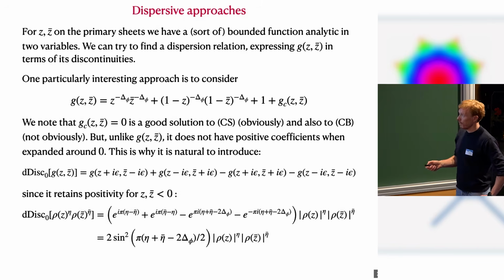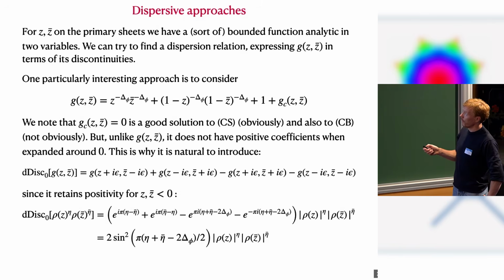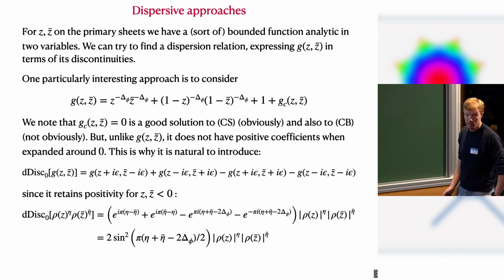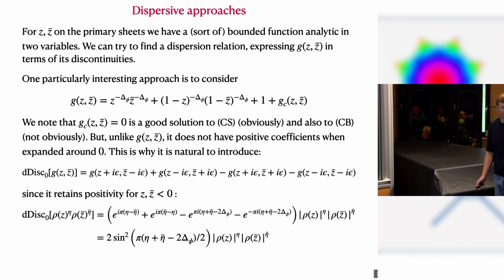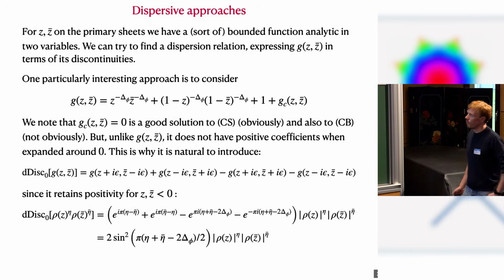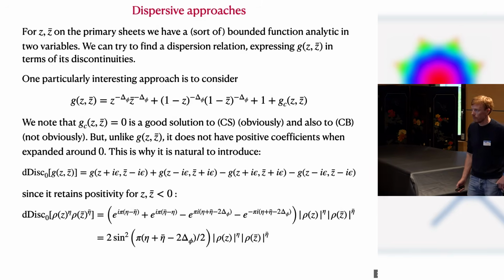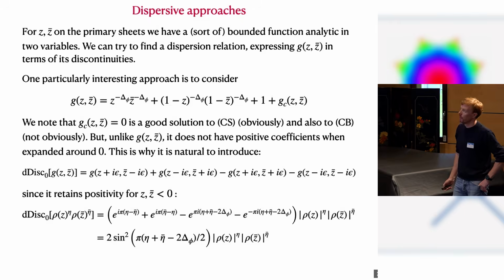And you can also see it not just by decomposing them, but just plugging in the numbers, right? This one doesn't have a branch cut at 0, and this one doesn't have a branch cut at 0. So it has 0 double discontinuity. So the double discontinuity of GC also has positive coefficients. That is the lesson here.